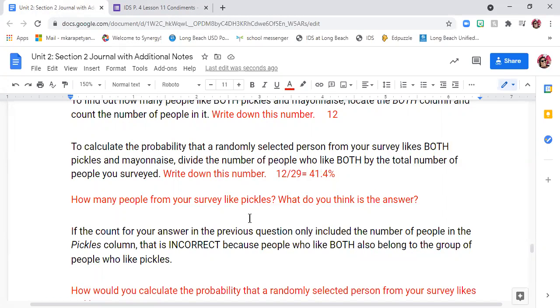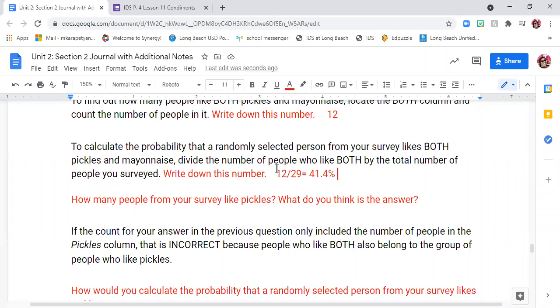So now here's a big question. How many people from your survey like pickles? What do you think is the answer? So I'm asking you for a count, not the probability yet. How many people from the survey like pickles? Okay. Maddie's giving me a number. 15. Dallas says 15. Dario, what do you say? We're going to say 3. What did you say, Katie? 15. Okay. Munya? Why are you changing it to 15 now? Aha. Okay, so I'm getting 3s and I'm getting 15s.